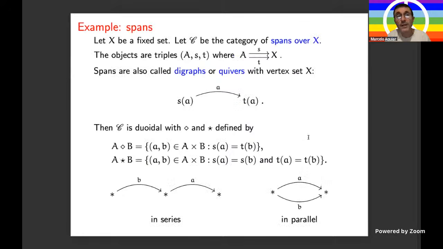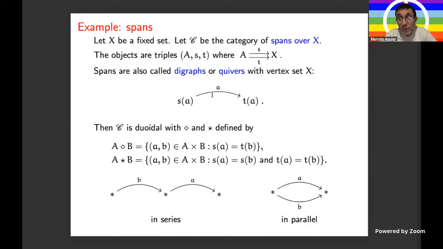So here's another example, the category of spans over a set X. So X is fixed, and you look at spans. So the objects are triples. What's varying here is the head of the span, let's call it A, and the legs, S and T. We use this representation for the elements of A. Little a is an element of A, as always. S of a is the source of the arrow a, T of a is the target. That's how we can picture an element of A together with the maps S and T.